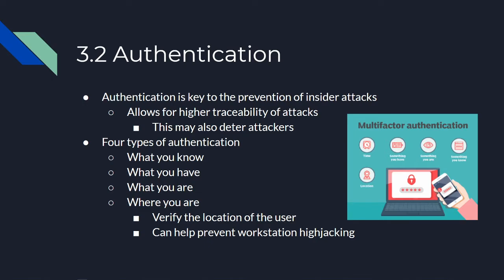The next thing we want to talk about is authentication. Authentication is key to preventing insider attacks. This allows for you to do tracebacks on the attackers, as there is multi-factor authentication, and this will help deter attackers from committing the attacks. There are 4 types of authentication: what you know, what you have, what you are, and where you are. Where you are is a proposed new one, which verifies the location of the user and can detect hackable workstations.